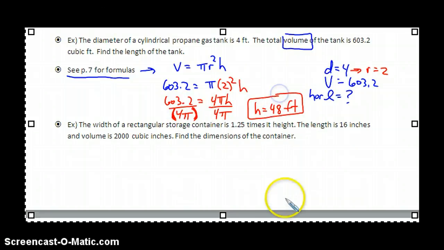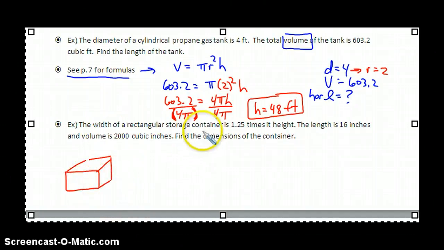Next one says that the width of a rectangular storage container is 1.5 times its height. The length is 16 inches and the volume is 2,000 cubic inches. Find the dimensions. So I've got a rectangular storage container. Looks something like this. It says that the width is 1.5 times the height.